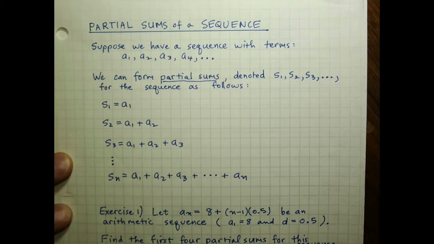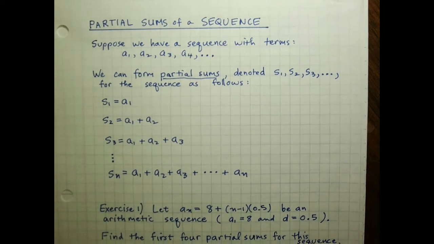When we add terms of a sequence, in math we say that we get something called a series. I'm not using the word series a lot in these videos, but that's the title of this section of the book, and that's where that word comes from. Adding the terms of a sequence gives us what's called a series.